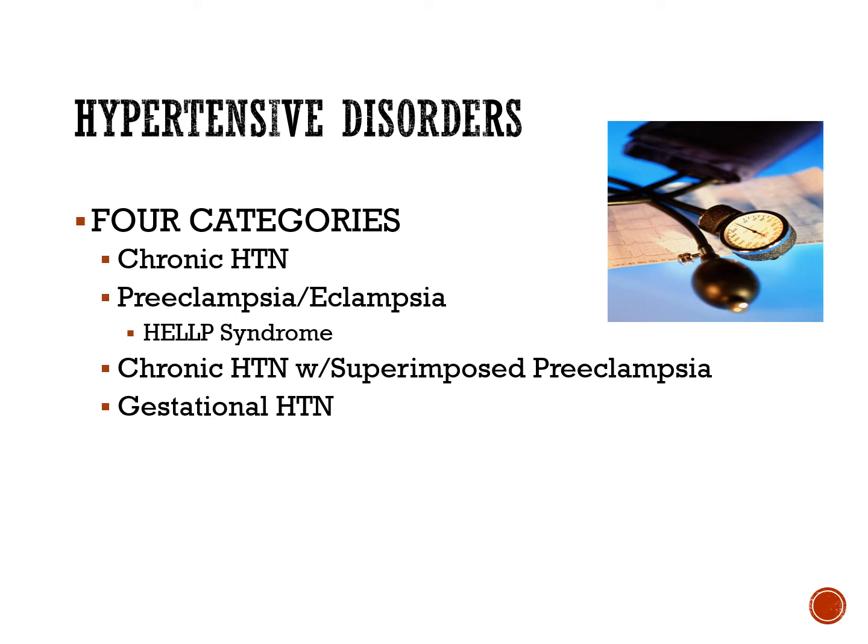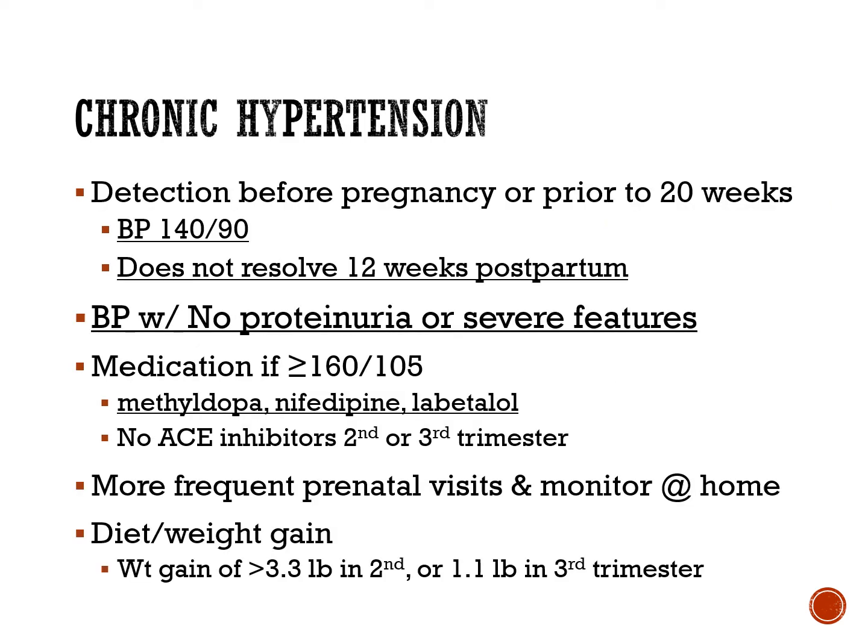20% of all NICU admissions are related to some sort of hypertension in pregnancy, and it's usually due to preterm delivery. Chronic hypertension: you're going to have detection before pregnancy or prior to 20 weeks.